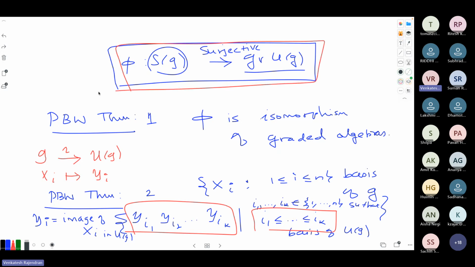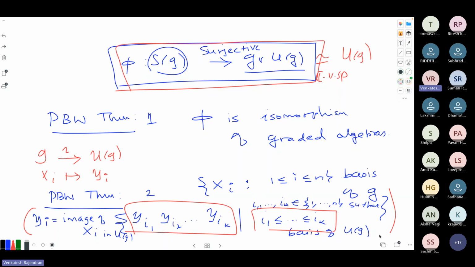SG has such a basis, being the symmetric algebra. So if it is isomorphic to grade UG as a C vector space, grade UG will be isomorphic to UG as a C vector space. The grading structure will not disturb the vector space structure. So if you take the basis of grade UG, you can go to the basis of UG and vice versa. And here you have such a basis.